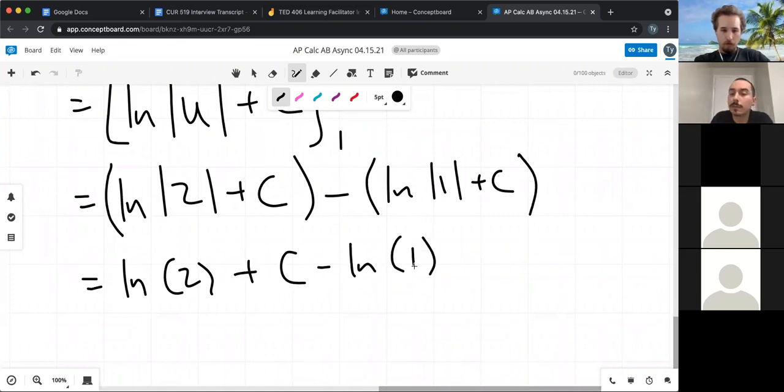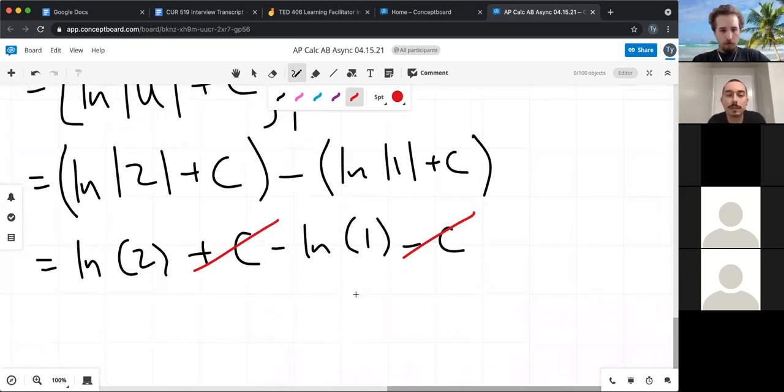So the absolute value of 1 is 1. So I can replace those absolute value bars with parentheses. And again, we distribute this minus sign, so we get minus c, and the c's go away. Plus c minus c equals 0.